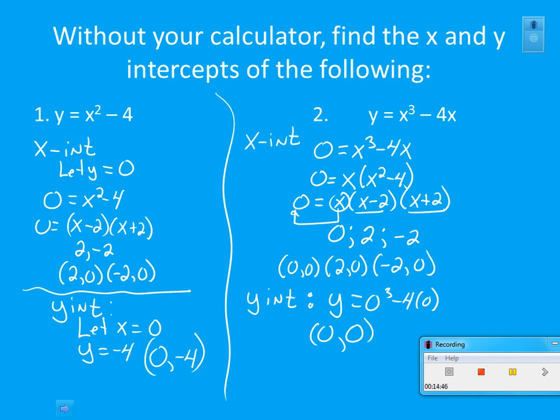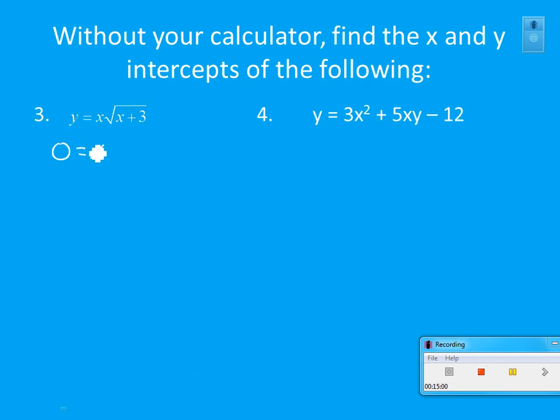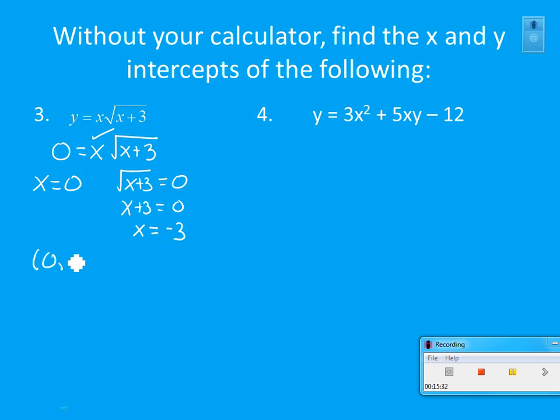To find the x-intercept, we're going to let y be 0. So 0 equal x times the square root of x plus 3. So here's my thinking. X equals 0 is going to be one of the x-intercepts. And whenever the square root of x plus 3 equals 0 is going to be my other one. Well, if I could make x plus 3 be 0, then I have my other one. So I know that x plus 3 equals 0. X equal negative 3 is my other x-intercept. So as ordered pairs, I got (0, 0) and (negative 3, 0).